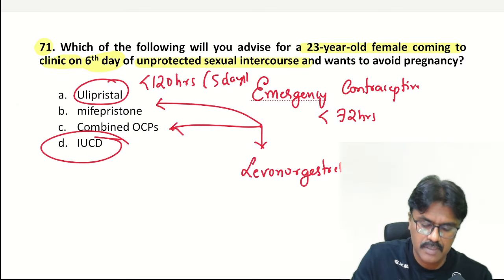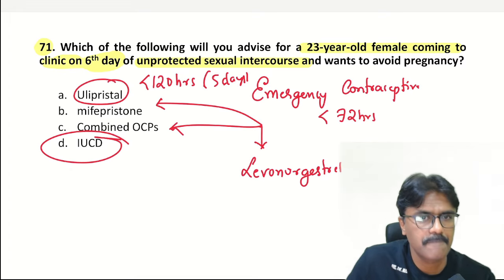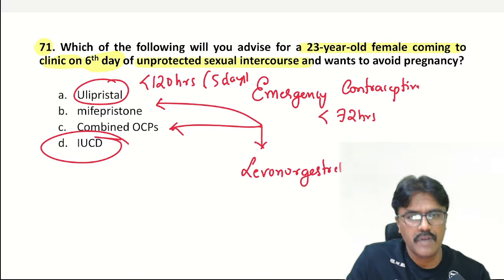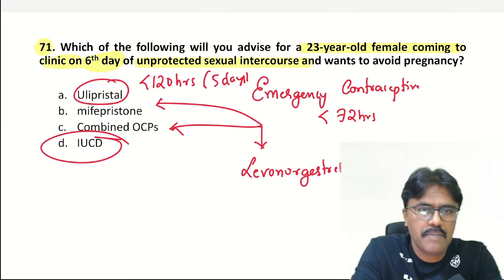So what is the best option is intrauterine contraceptive device. For this, IUCD will be the best option. Option D.